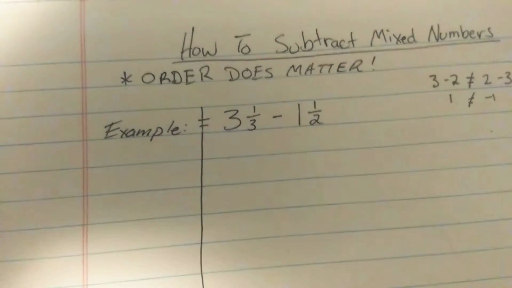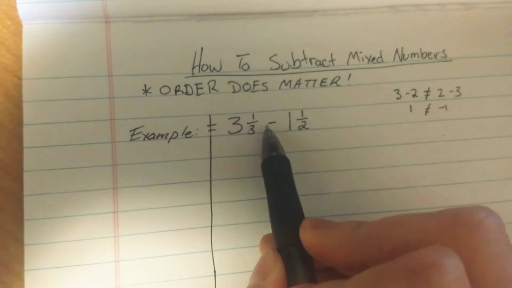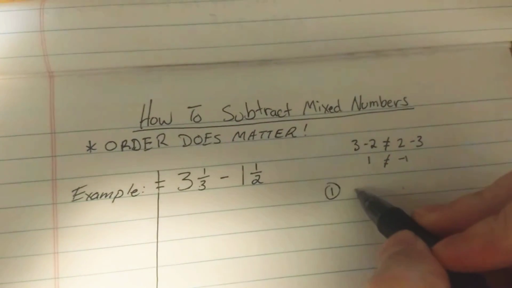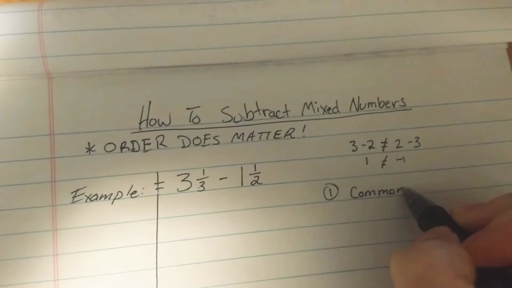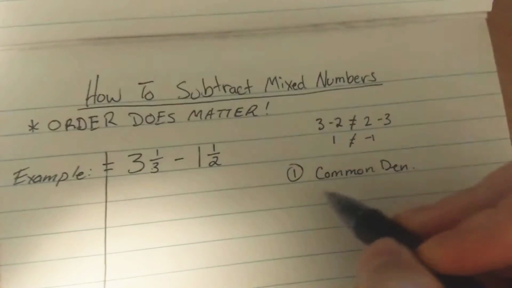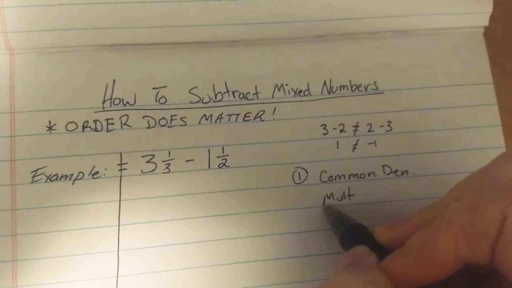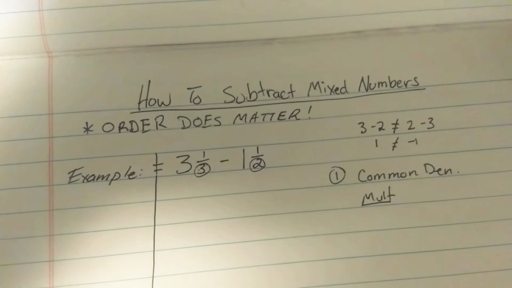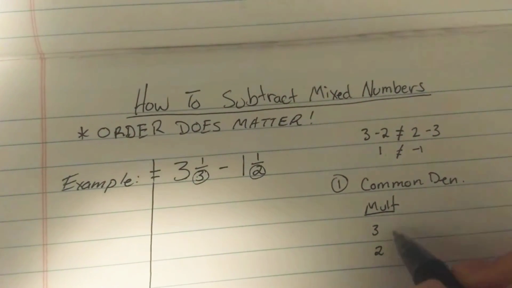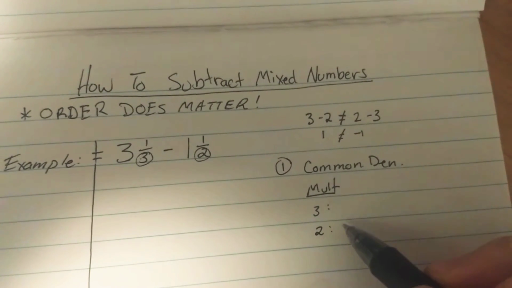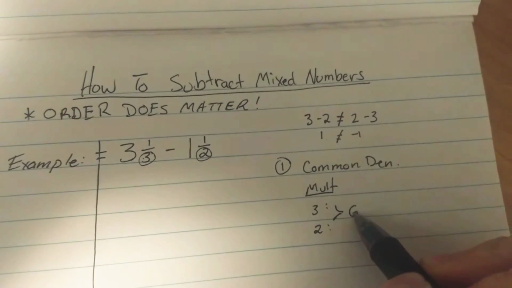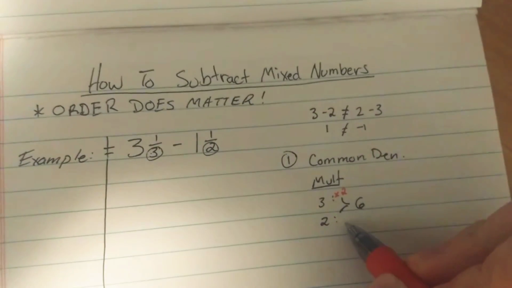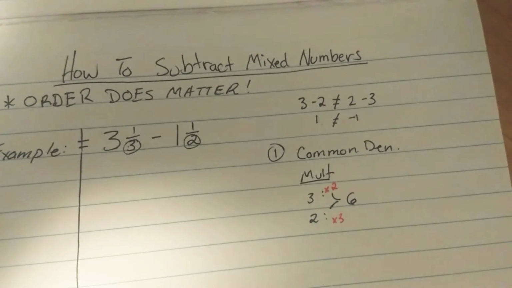Let's go down to our example here, where I have 3 1/3 and I'm subtracting 1 1/2. The very first thing I want to do is find a common denominator. To do that, I'm going to find my multiples of 3 and 2, because those are my denominators. I know that 3 and 2 both have 6 in common, and it's going to take me 2 multiples to get there with my 3, but 3 multiples to get there with my 2.